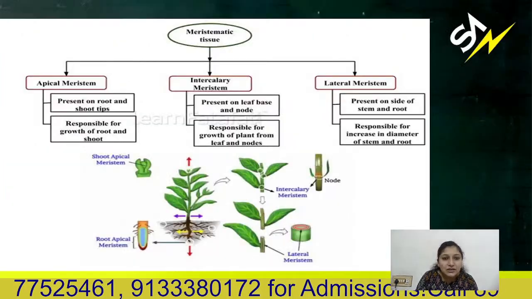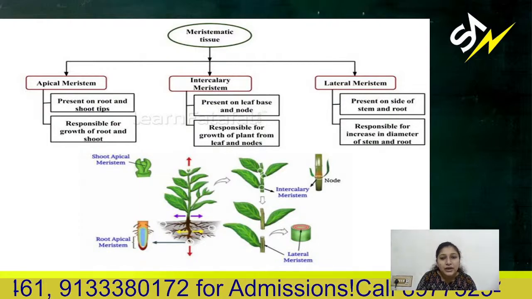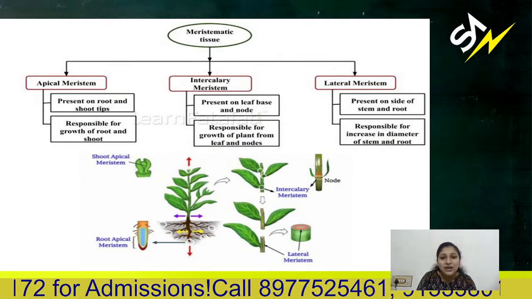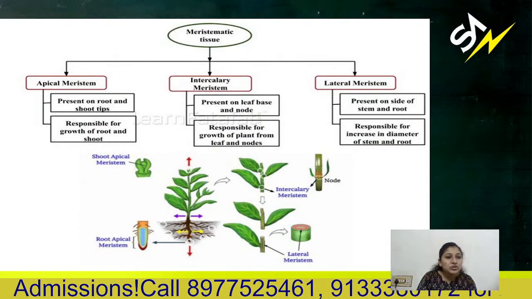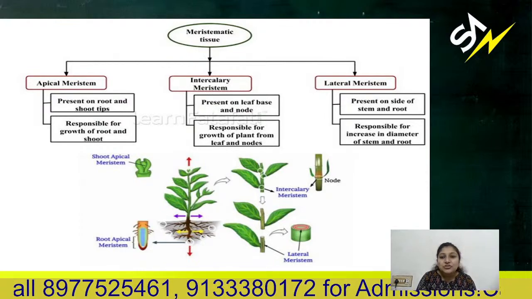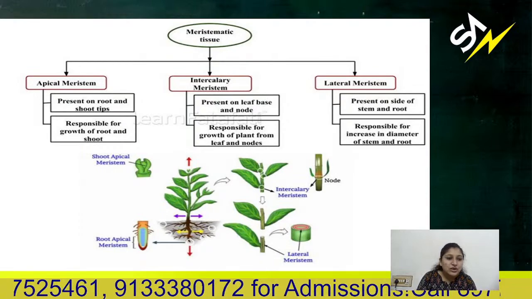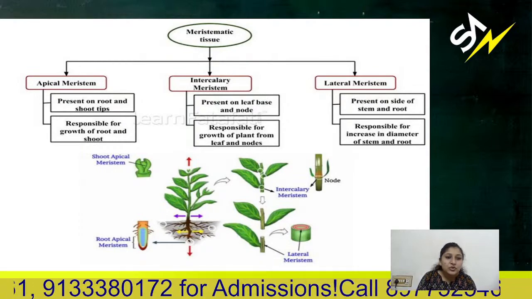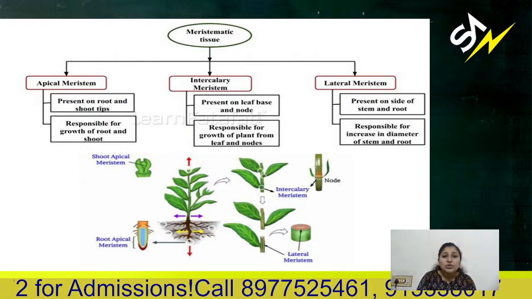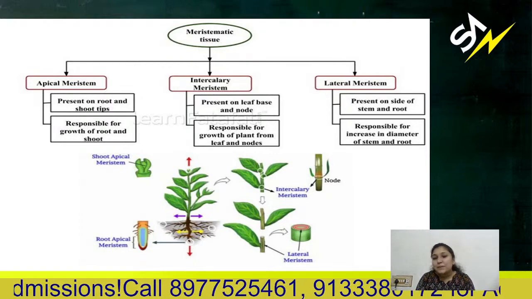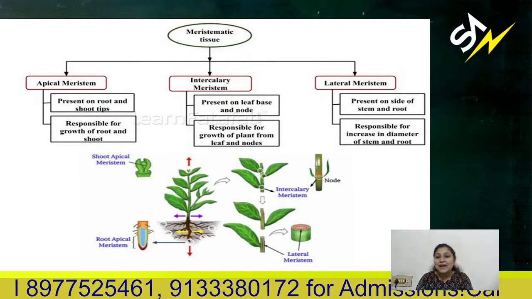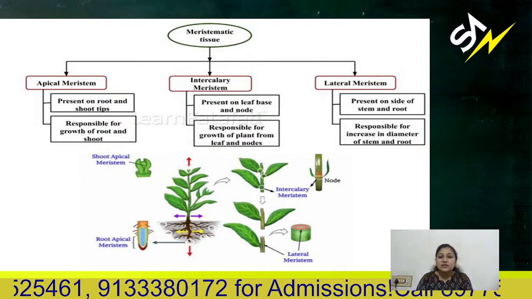Now a quick revision of meristematic tissue. It is divided into three types: apical, intercalary, and lateral. Apical is present on the root tip and shoot tip, intercalary at the leaf base or the node, and lateral on the sides of the stem and root. Apical is responsible for the growth of the root and shoot, intercalary for growth from leaf and nodes, and lateral for the increase in diameter, that means the increase in girth.